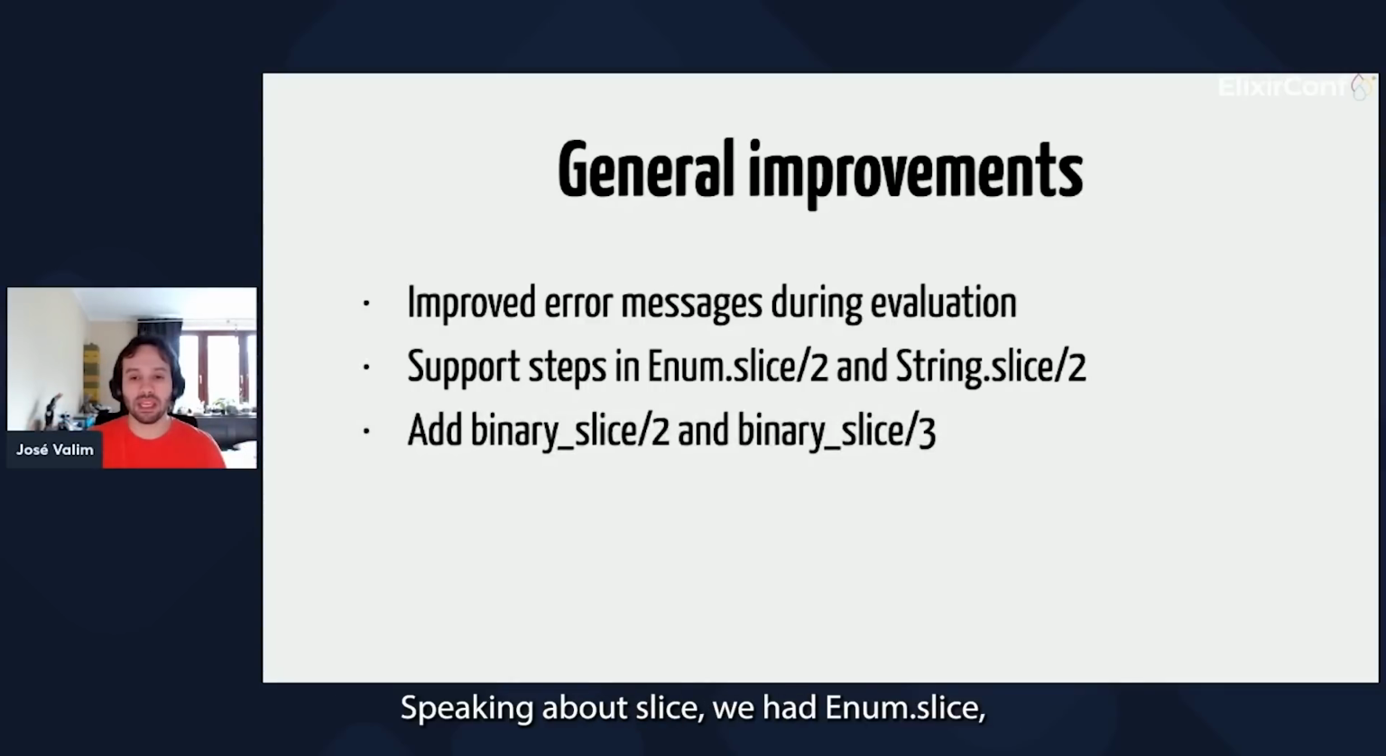Speaking about slice, we had Enum.slice, which works for lists and enumerables. We have String.slice that works with strings considering Unicode, but we didn't have a function for slicing a binary, slicing the bytes of a binary. But now they are here, Binary.slice/2 and Binary.slice/3, mirroring the APIs that we have in Enum and String.